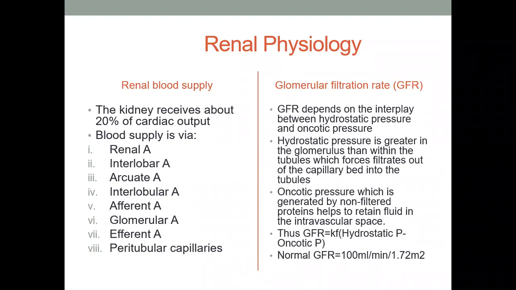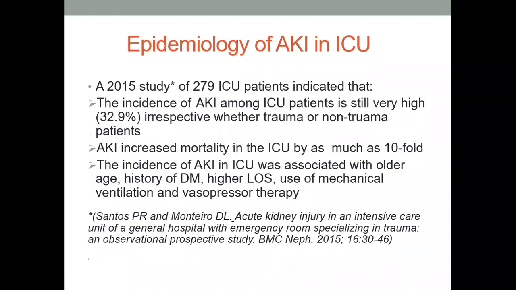So the glomerular filtration rate, the rate at which filtrate is released from the glomerulus, is equal to K, a constant, times hydrostatic pressure minus oncotic pressure. Normally, it is about 100 ml per minute per 1.73 square meters. All right, so this is the normal glomerular filtration rate in normal patients.